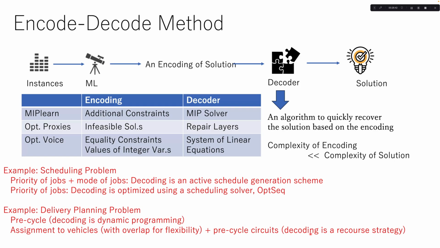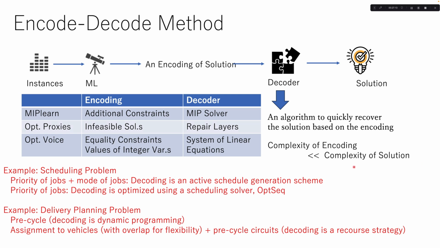The three approaches, MIP Learn, optimization proxies, and the voice of optimization, are based on a common idea, which is generalized here as the Encode-Decode method. This method consists of an encoding, which is something from which the solution can be recovered, and a decoder, which is an algorithm to quickly recover the solution based on the encoding. The encoding must be designed to have a simpler structure compared to the solution itself so that it can be easily learned by the machine learning model.